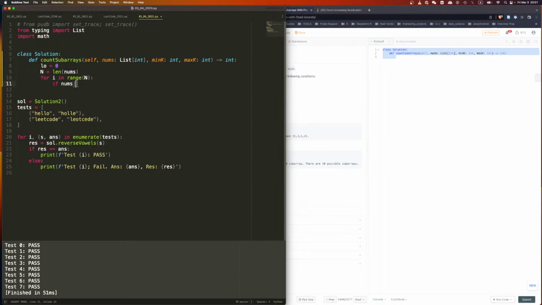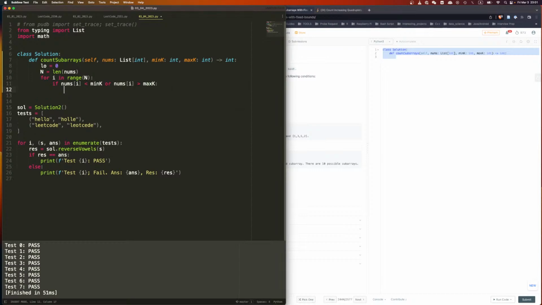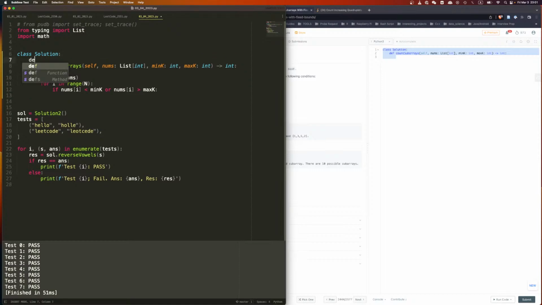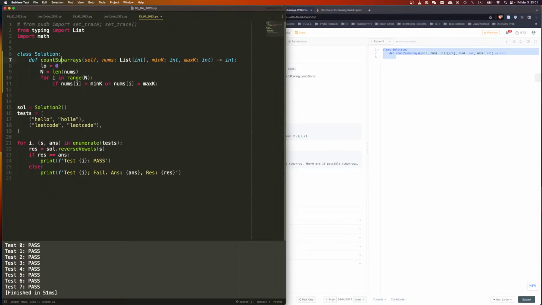So if nums i is smaller than min k, or nums i is larger than max k. So this is the position we need to stop, right? This is the position we need to stop. And we have to do another one, compute. Nah, let's do it here inside.